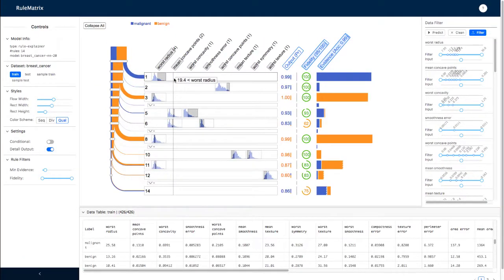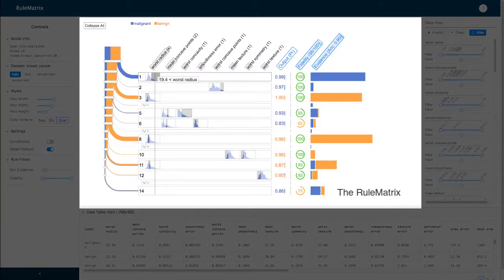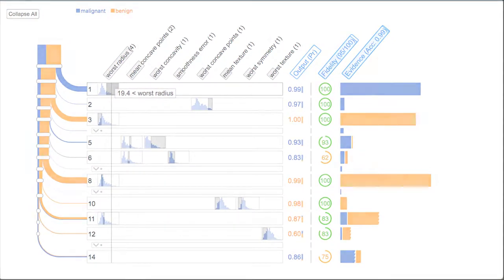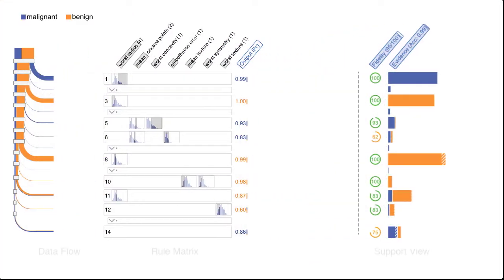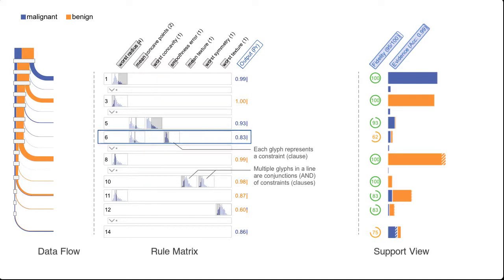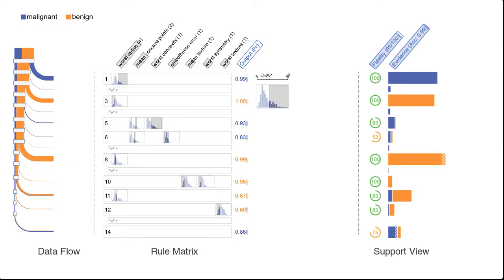The interface contains 4 components: the control panel, the rule matrix, the data filters, and the data table. The rule matrix consists of 3 parts: the data flow, the rule matrix, and the support view. In the rule matrix, each column represents an input feature. Each rule in the rule list is visualized as a row in the matrix. Each clause in a rule is visualized as a glyph in the corresponding cell. Multiple conjunctive clauses are visualized as multiple glyphs in a row. The range used in the clause is represented by a transparent gray box. The data distribution of the feature is also displayed as a histogram.